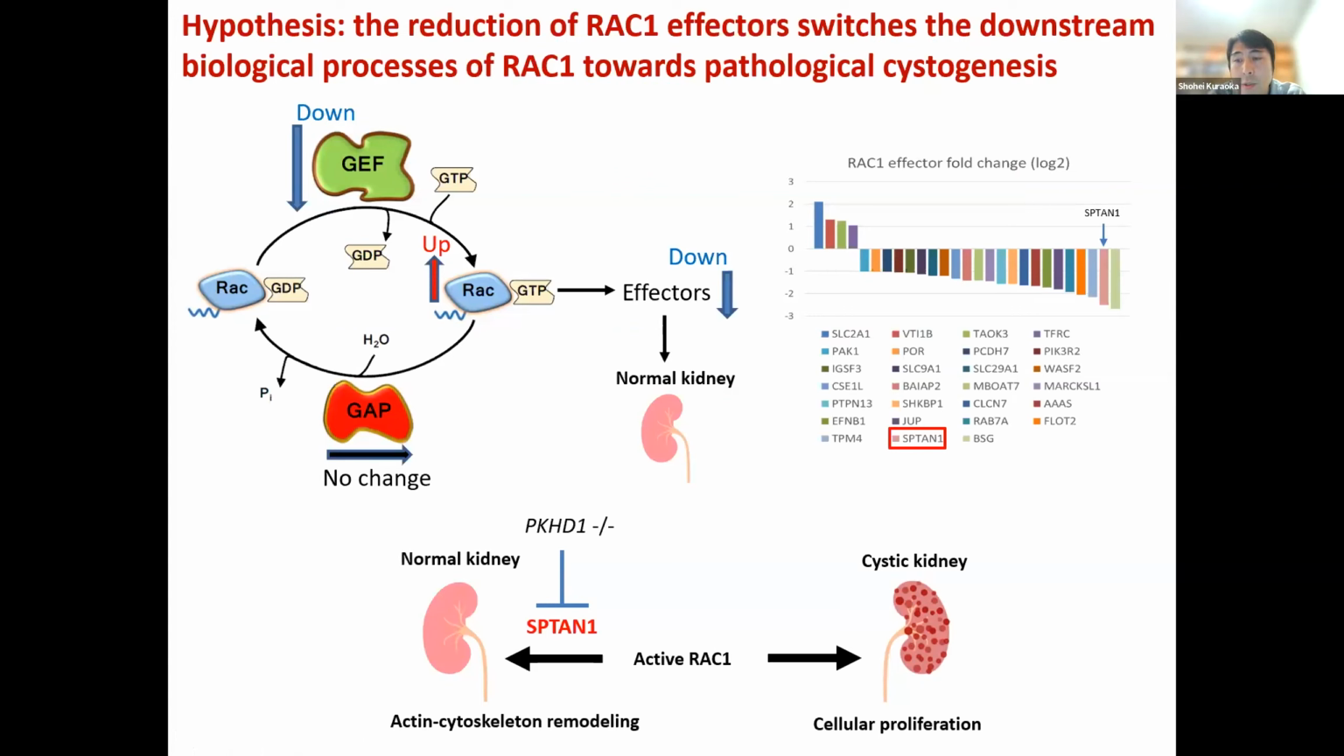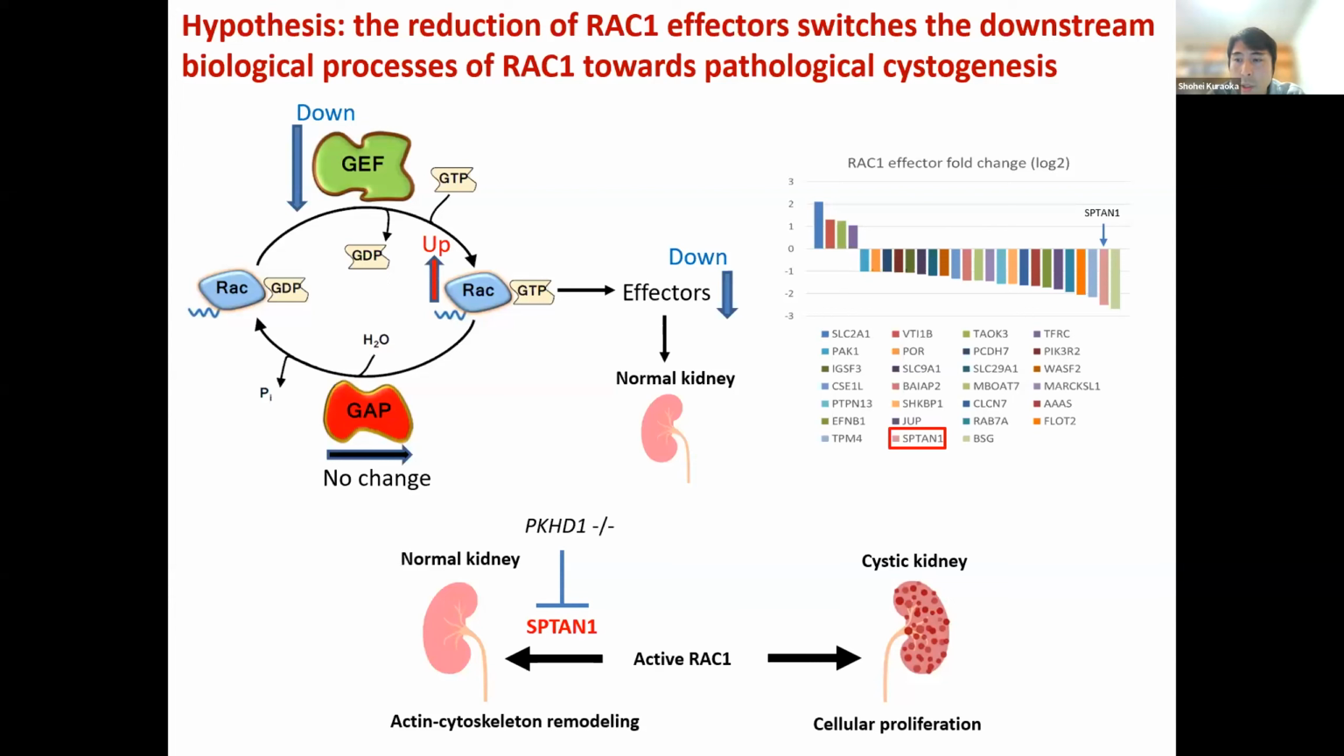These data led us to consider another mechanism, such as reduced consumption of active RAC1. Then we evaluated the expression of 27 RAC1 effectors that were previously reported. Interestingly, the majority of these effectors were downregulated, which is consistent with the accumulation of active RAC1 in ARPKD cysts.